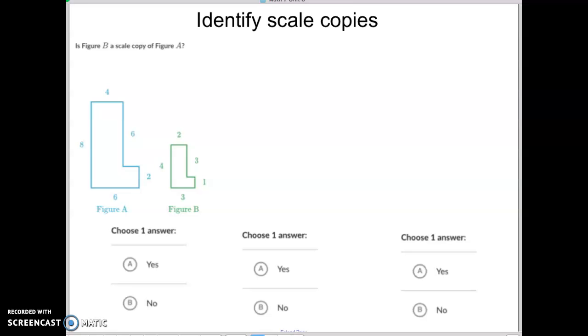All right, Math 7, we are doing something called identify scale copies. Not the most difficult thing in the world to do, but you definitely probably want to pay attention just to make sure you don't make silly mistakes. So here's what we're looking at.